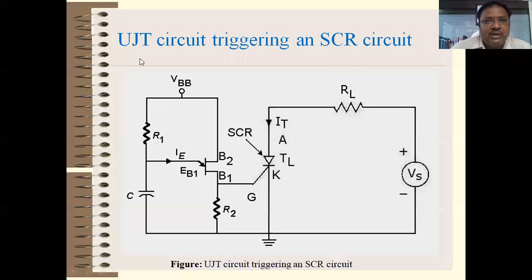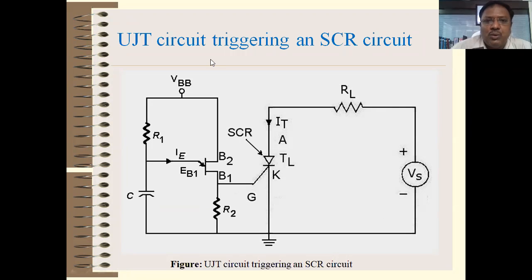So this circuit is a UJT triggering circuit of an SCR. The actual UJT circuit consists of battery VBB, R1, capacitor C, then the UJT and resistor R2. The remaining part is actually a thyristor where the triggering pulses are applied. So this circuit is divided into two parts. The first part is the UJT triggering, and the second part is the triggering of the power device called SCR.